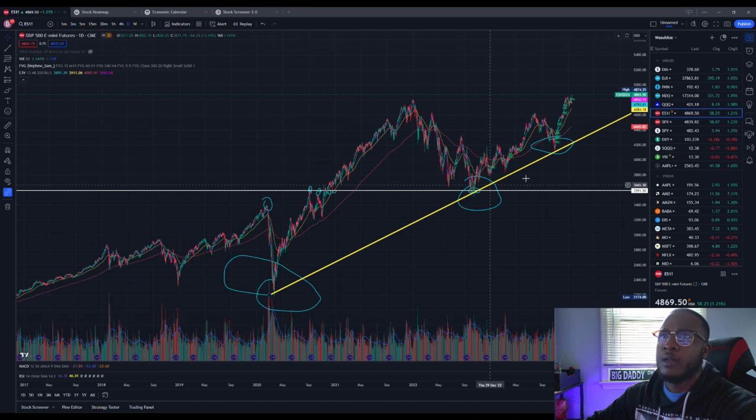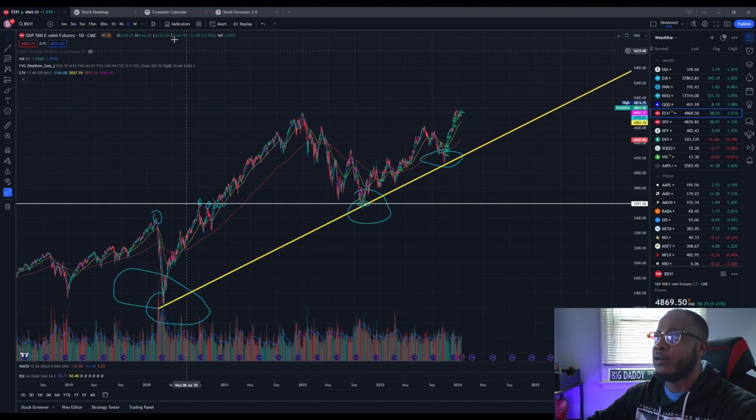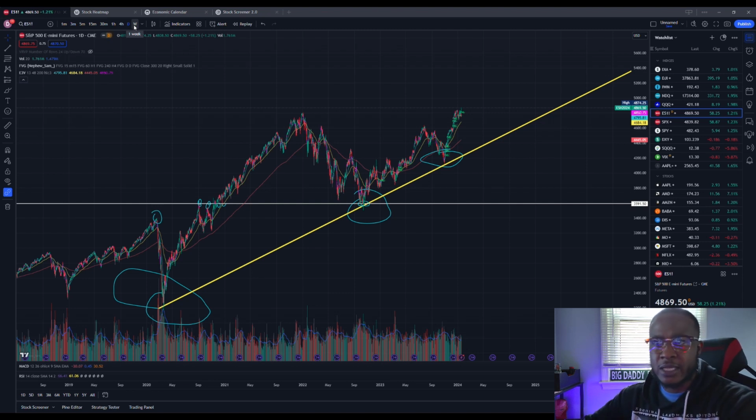Now something I do want to point out is that depending on the time frame you're on, you could find support and resistance lines on any time frame. However, if you go to a smaller time frame, you'll find yourself identifying so many support and resistance lines that your chart would just look like clutter. It will be lines everywhere.